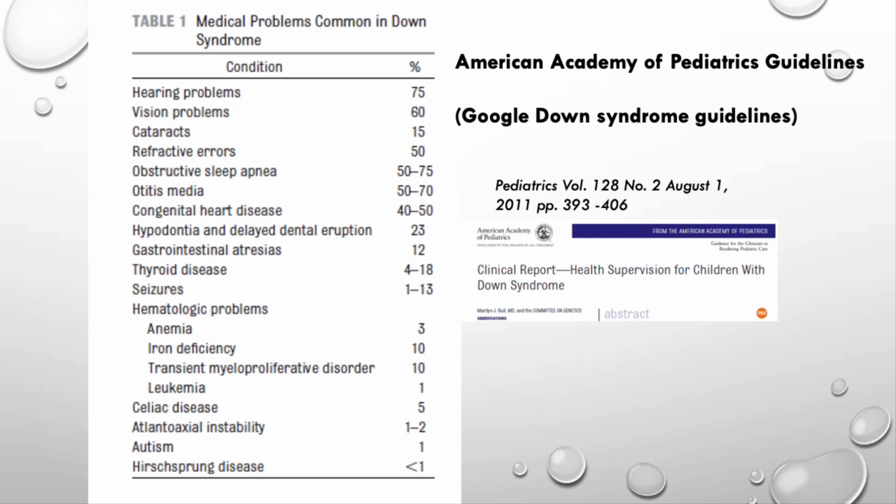You can see on the left side you have a list of the common medical problems: hearing, vision problems, which happen to be strabismus, and cataracts can be seen. Then you have the sleep apnea that we talked a little bit about before, ear infections, congenital heart disease, all the way from thyroid problems to hematological problems, etc., and some of the ones that I also talked about before.